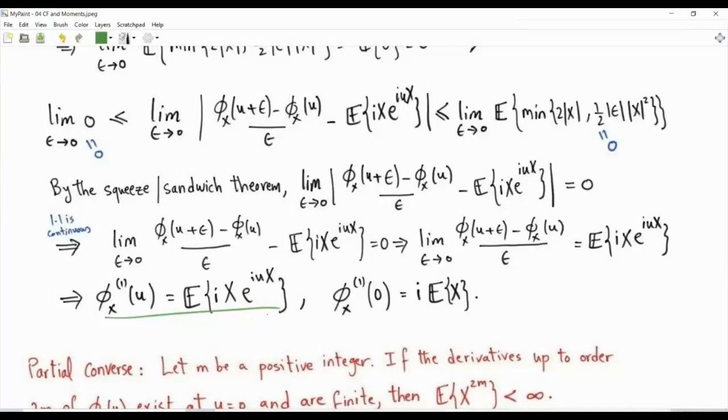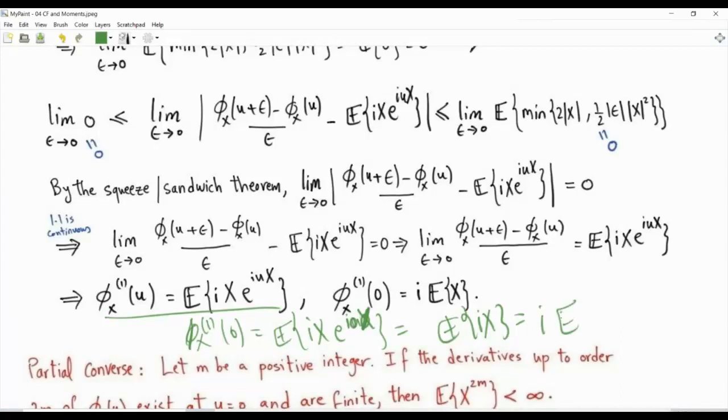And this is its first derivative. If you evaluate the first derivative at 0, this is the expectation of i x e to the i 0 x, and e to the 0 is 1, so this is the expectation of i x, which is i times the expectation of x. So the first derivative evaluated at u equals 0 will give you the first moment, scaled now by i.